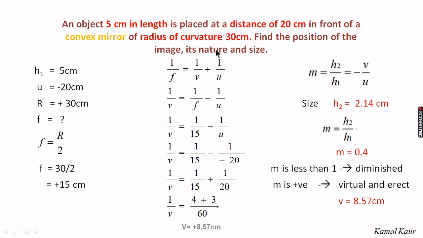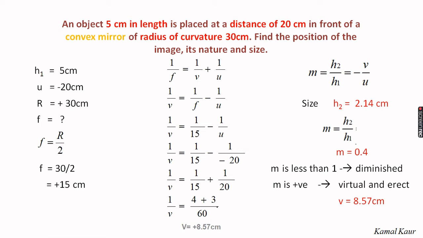Now we come to the second thing, nature and size. First we will find the size. Now in this formula we will check v we know, u also we know, h1 also we know. So from this formula we can find out h2, which will come out to be 2.14 centimeters. So it is the size of the image.